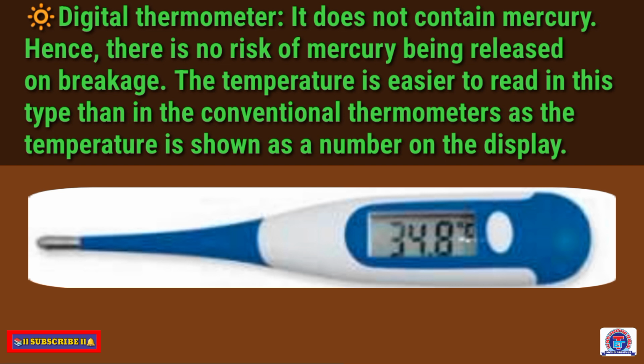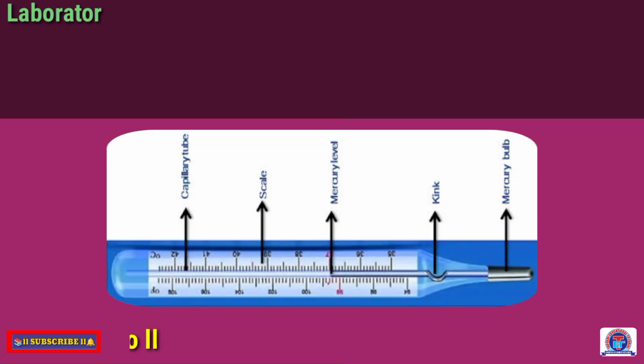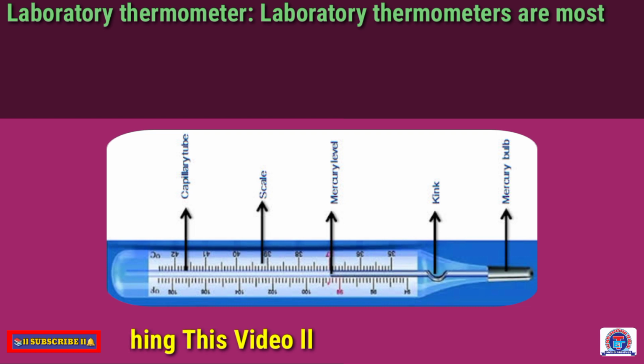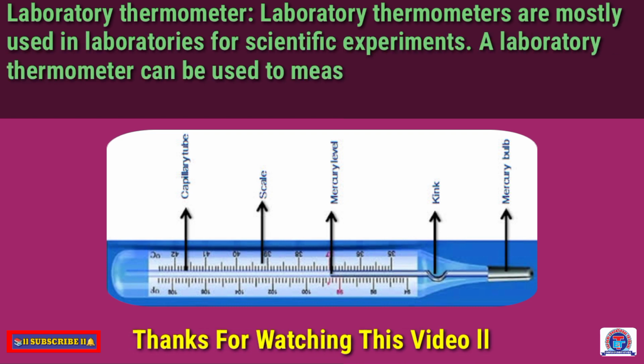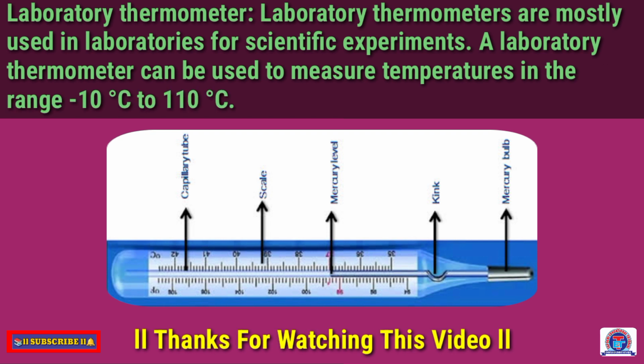Now we understand the laboratory thermometer. The laboratory thermometers are mostly used in laboratories for scientific experiments. A laboratory thermometer can be used to measure the temperature in the range minus 10 degrees centigrade to 110 degrees centigrade, right?